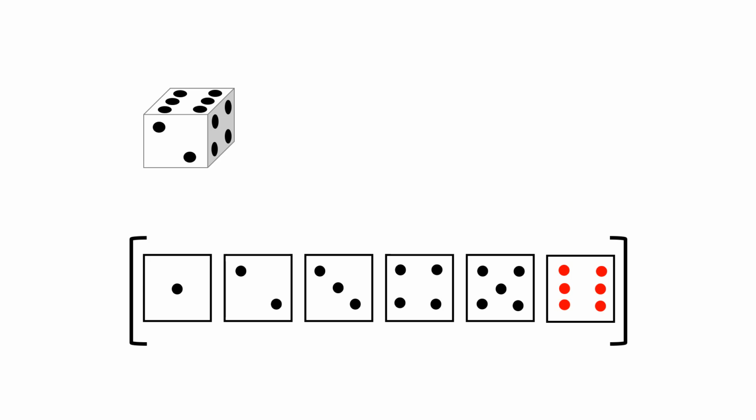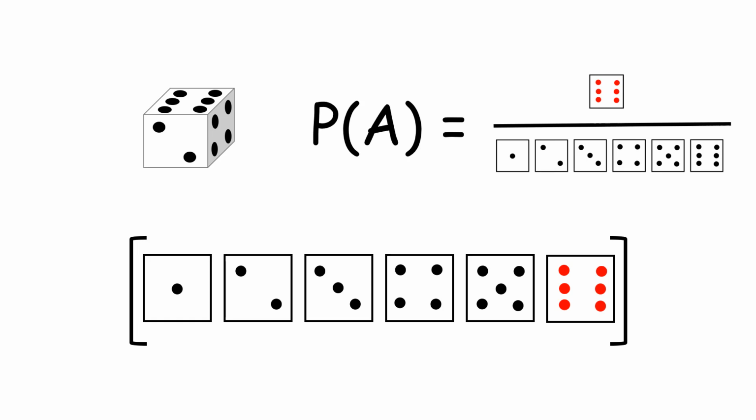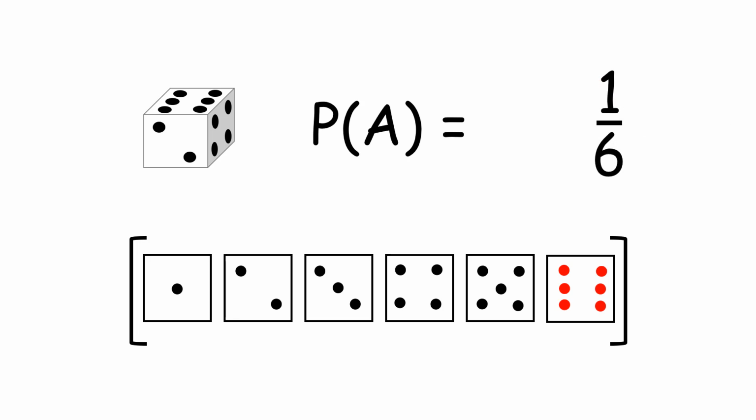Now, more formally, we calculate probability as a value between 0 and 1. We use the letter P to denote probability, and we usually use an uppercase letter to represent the specific event. In this case, we're trying to calculate the probability of rolling a 6, which we'll call event A. To calculate the probability, we divide the number of sample points that result in the event by the total number of sample points in the sample space. So in this case, that's 1 divided by 6, or roughly 0.167, which you could also express as 16.7%.